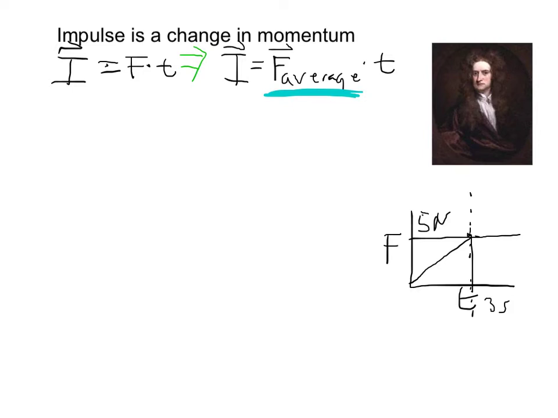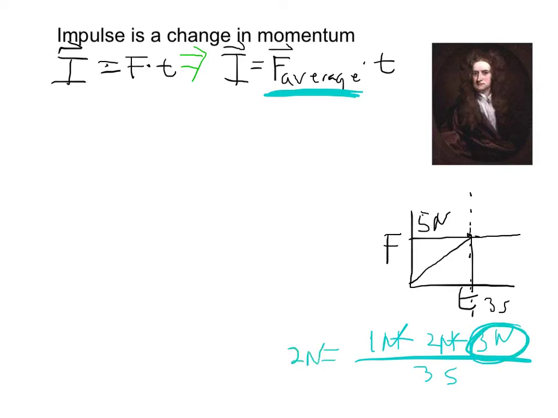So if you applied 1 newton the first second, 2 newtons the second, and 3 newtons the third second, 1 plus 2 plus 3 newtons, and to take the average, you do it over its total time, you'd find that your average force wasn't 3 newtons. If you do that math, your average force is 2 newtons.